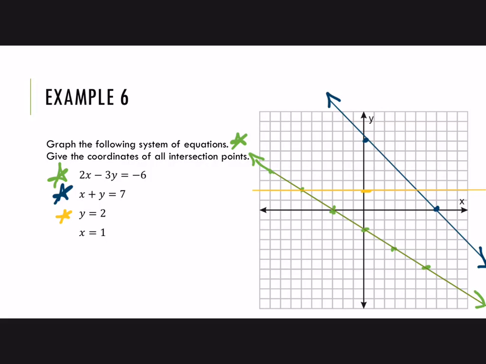Okay, and then let's do red for the last one. X equals 1. So find on the x-axis where x is 1, and then just draw a vertical line through that point. Okay, there we go.